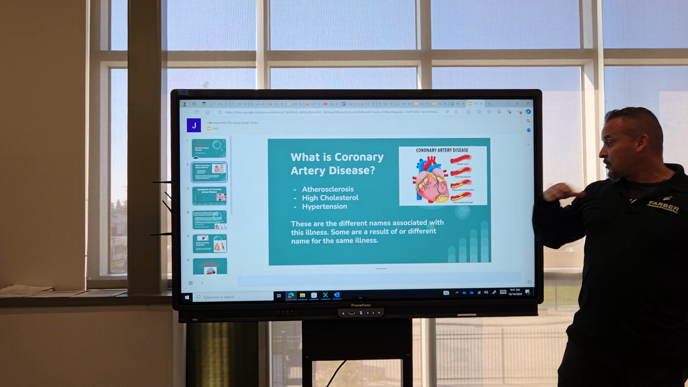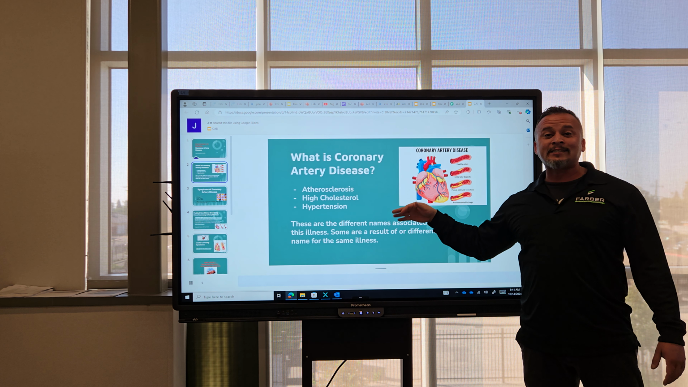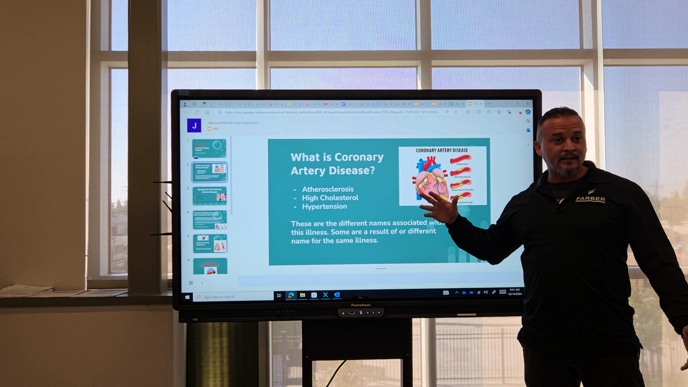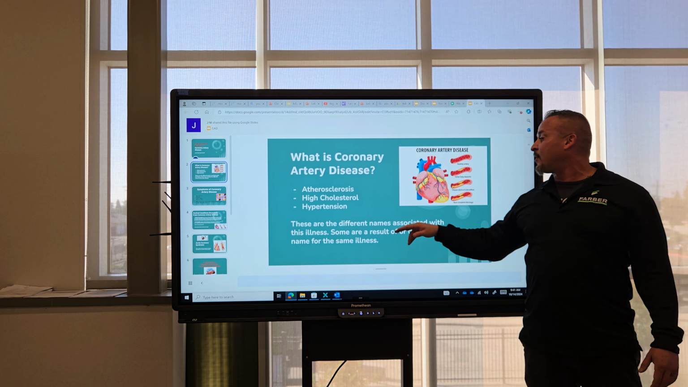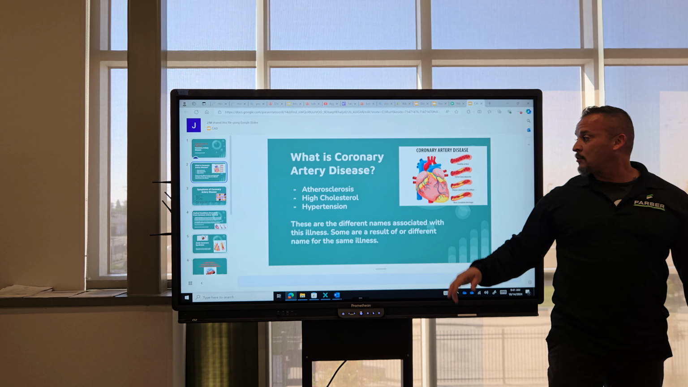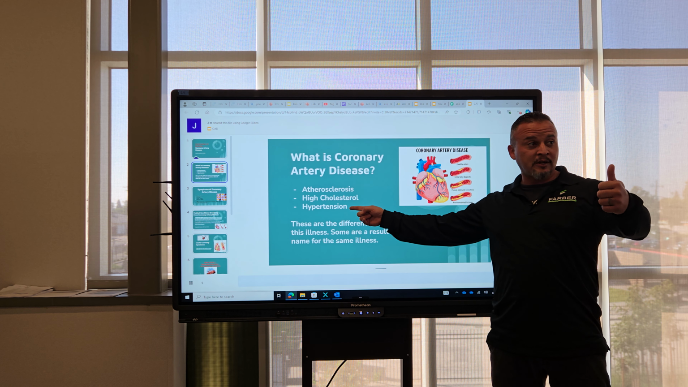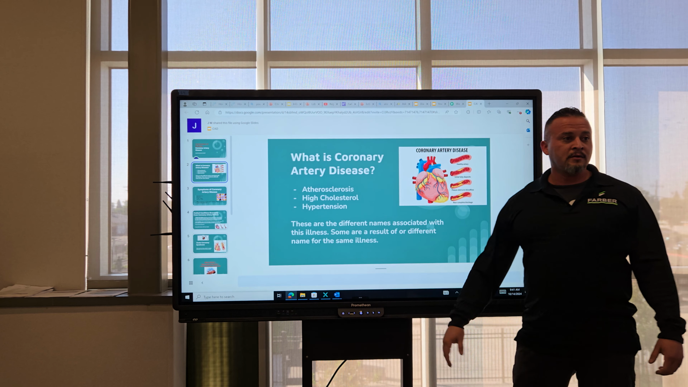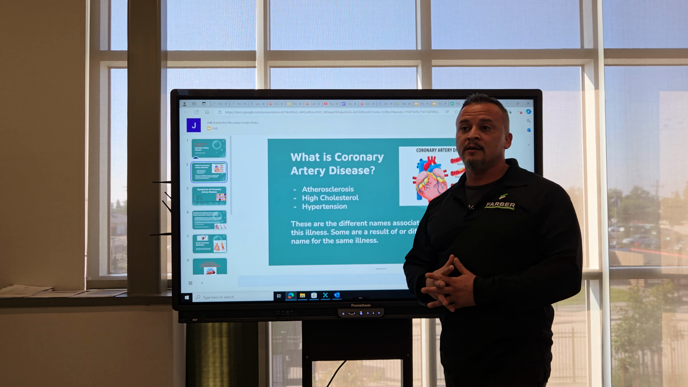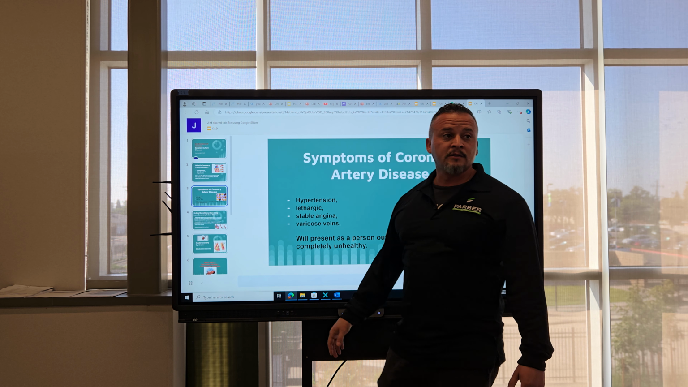All right, so I'm gonna read this. These are different names associated with this illness. It's the exact same thing. It's almost like a mask, right? Some are as a result of, or different names for, the same illness. So the hypertension, the high blood pressure, is a result of these two. Same thing. All right, any questions about that? I'm gonna post it on YouTube too, in case you guys have questions, so you guys know.